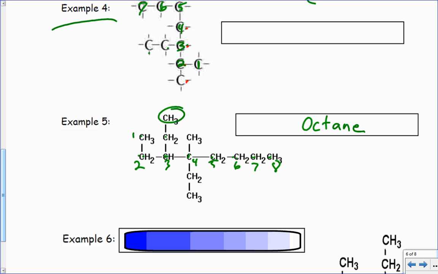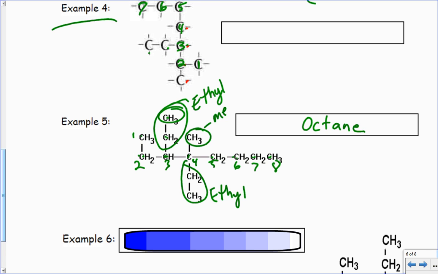Then if I start at 1, on the third carbon, I have a 2 carbon chain, which is an ethyl. On the fourth carbon, I have an ethyl. On the fourth carbon, I also have this methyl. And I'm good. Now we just got to be able to name it. I have a 2,4 diethyl 4-methyl octane.